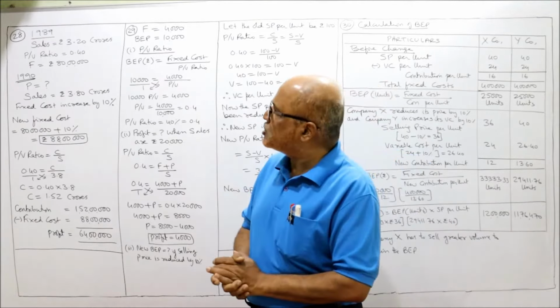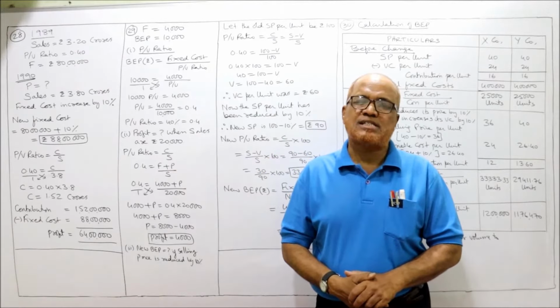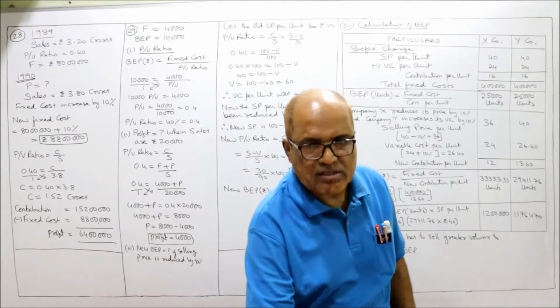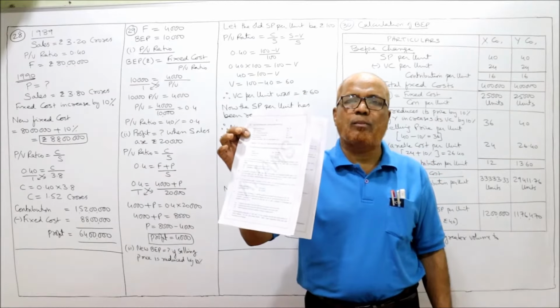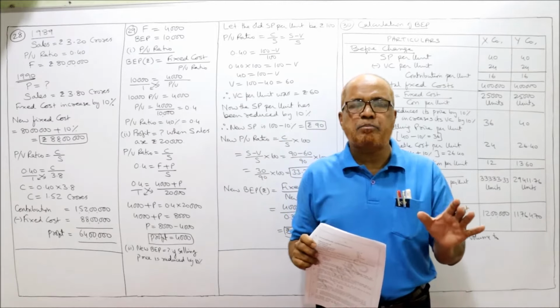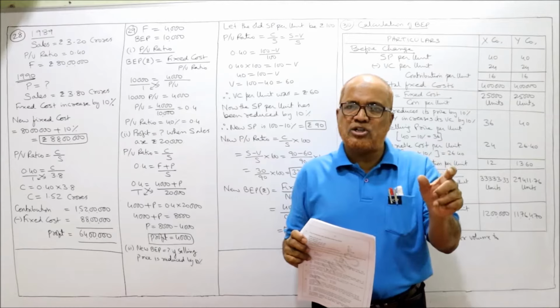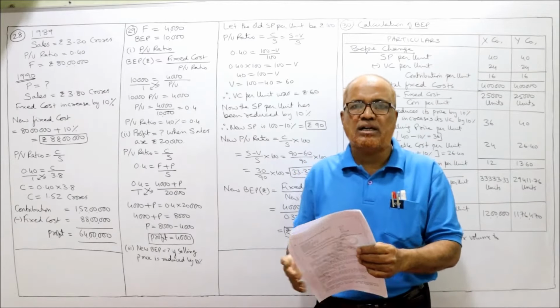Now I am starting the next problem, that is problem number 28. But before starting the problem, I expect my viewers to have a printout of the problems. I have given all the problems in the link under my description. So go to the link in the description, take a printout and keep it ready before starting the problem.